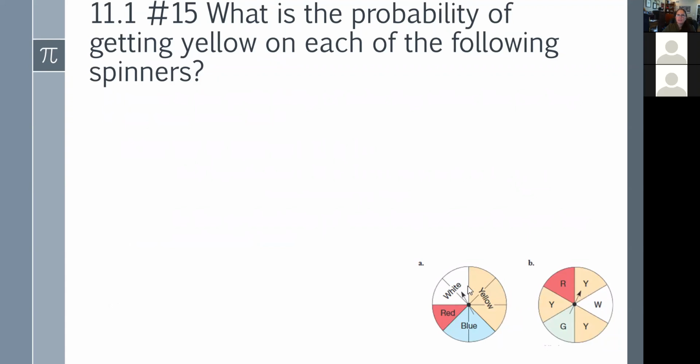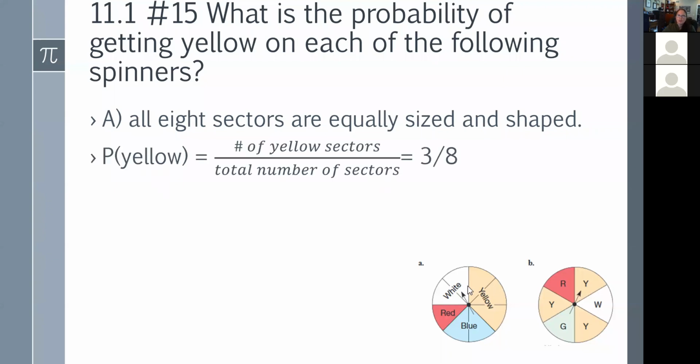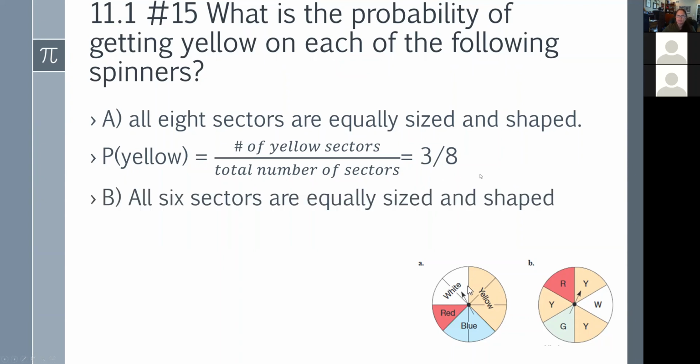For problem number 15, it says, what's the probability of getting yellow on each of the following spinners? So for this one, part A, it says all 8 sectors are equally sized and shaped. So the probability of selecting yellow is the number of yellow sectors out of the total number. And we can see that there are 3 yellow out of 8. And so that probability is 3/8.